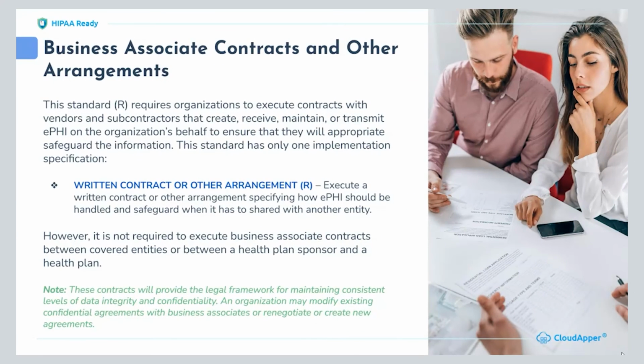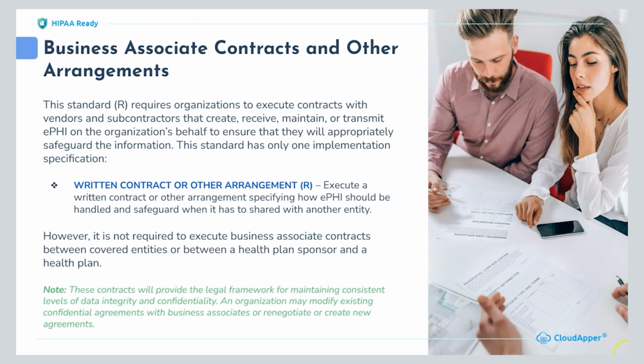Business associate contracts and other arrangements. The standard requires organizations to execute contracts with vendors and subcontractors that create, receive, maintain, or transmit ePHI on the organization's behalf to ensure that they will appropriately safeguard the information. The standard has only one implementation specification: written contract or other arrangements.